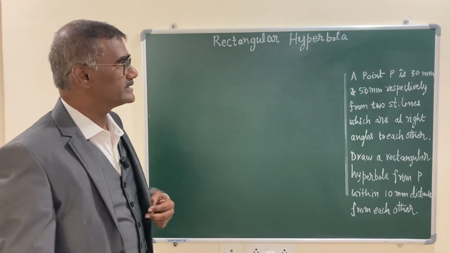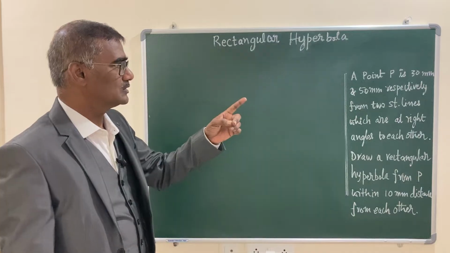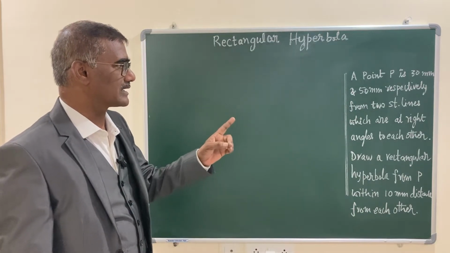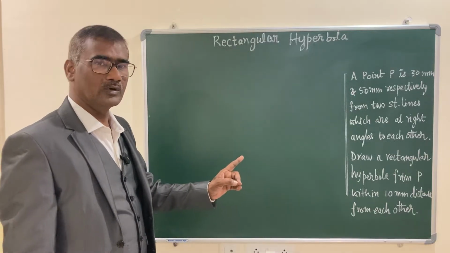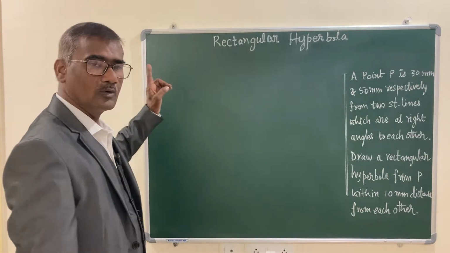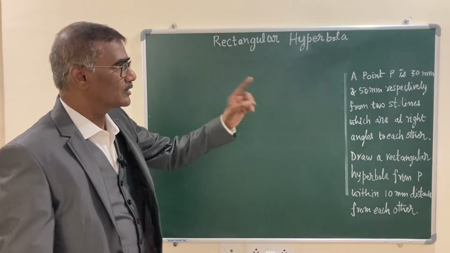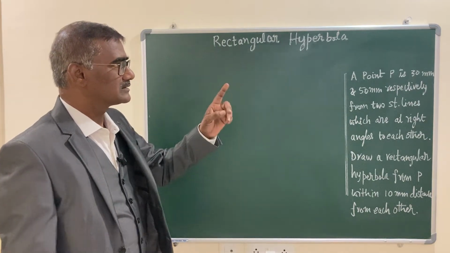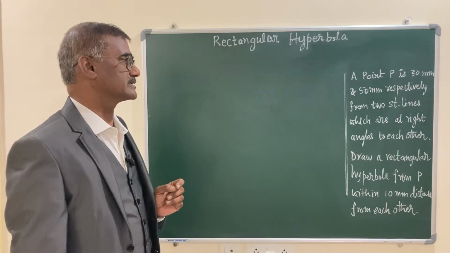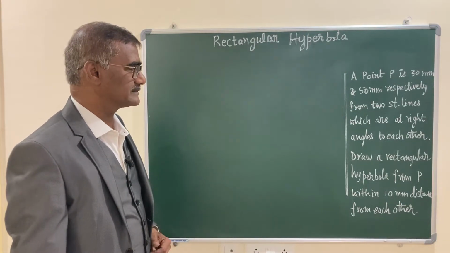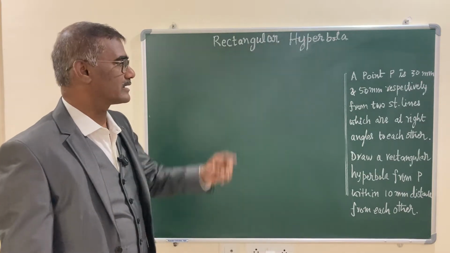A point P is 30 mm and 50 mm respectively from two straight lines which are at right angle to each other. That means you are going to draw a horizontal line OA and a vertical line OB, and these two are perpendicular to each other, and you will be locating point P such that 30 mm is x coordinate and 50 mm is y coordinate. So that is the given point, and with respect to that particular point you will be constructing a rectangular hyperbola.